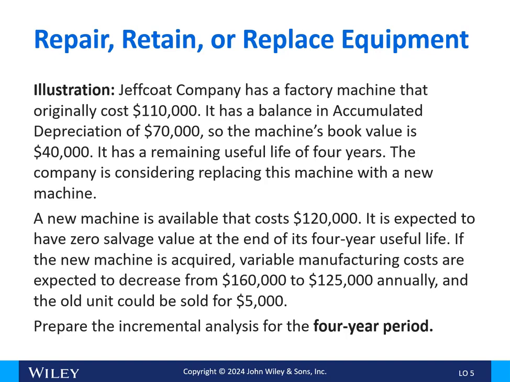The company is considering replacing this machine with a new machine. The new machine is available that costs $120,000. It is expected to have 0 salvage value at the end of its 4-year useful life. If the new machine is acquired, variable manufacturing costs are expected to decrease from $160,000 to $125,000 annually. And the old unit could be sold for $5,000. Prepare the incremental analysis for the 4-year period.